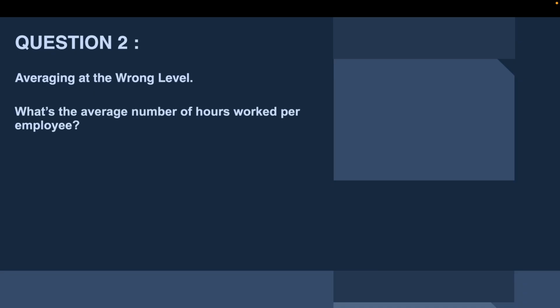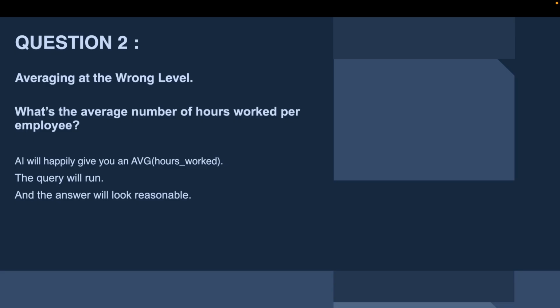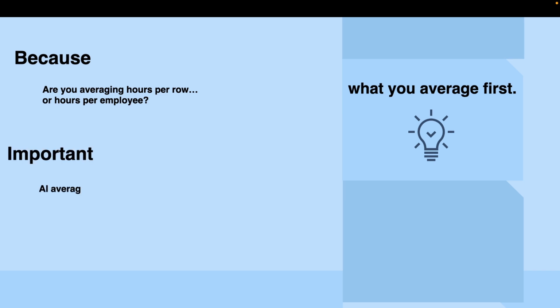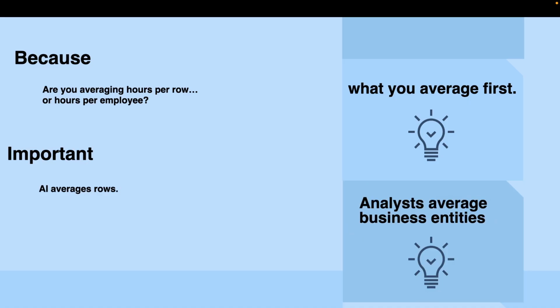Question number 2. Averaging at the wrong level. What's the average number of hours worked per employee? AI will happily give you an average of hours worked. The query will run and the answer will look reasonable, but it's still wrong. Average depends on what you average first. Are you averaging hours per row or hours per employee? Very important. AI averages rows. Good analysts average business entities. That's the difference between a query that runs and an answer you can trust.